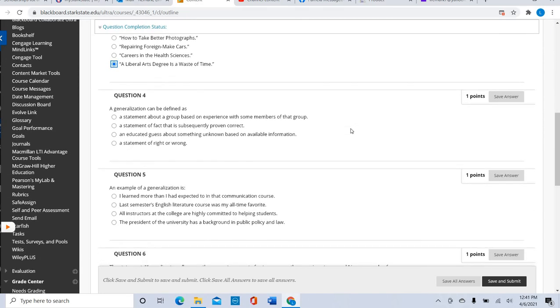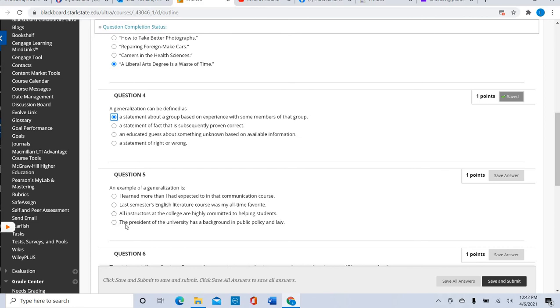A generalization can be defined as a statement about a group of people based on some members of that group. Question 5 is going to give us an example of that. Here are some potential examples. I learned more than I had expected in that communication course. That's not a statement about a group of people. Last semester's English literature course was my all-time favorite, again not a statement about a group of people. All instructors of the college are highly committed to helping students.